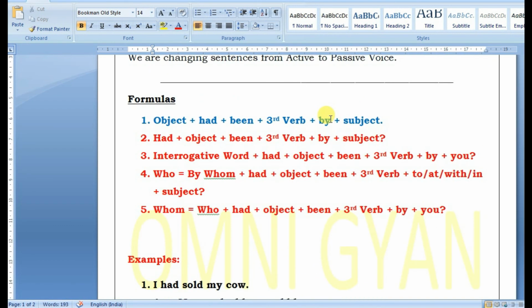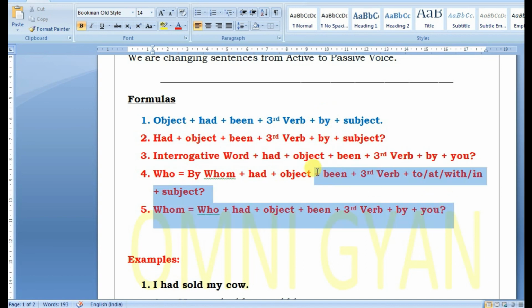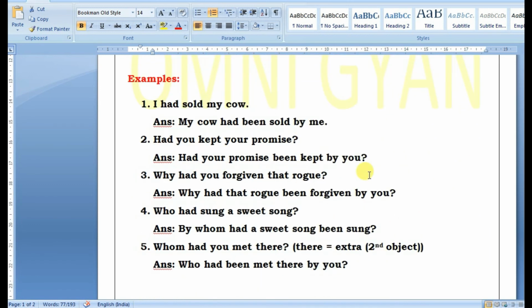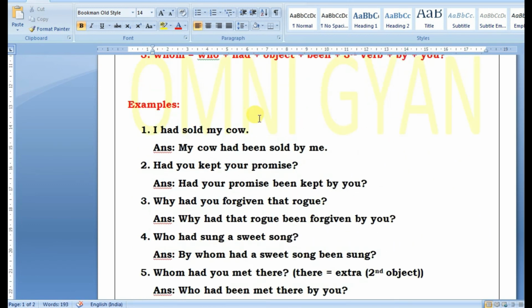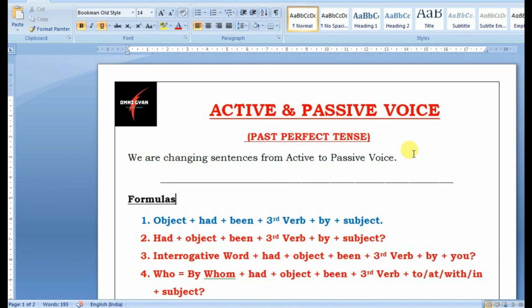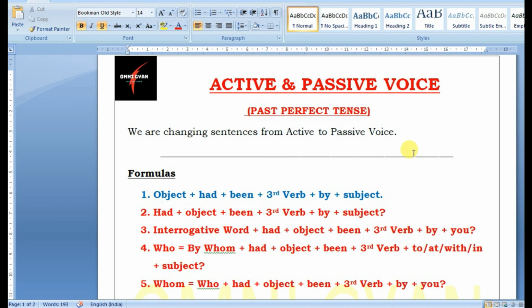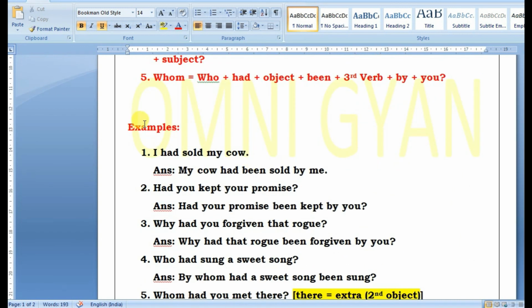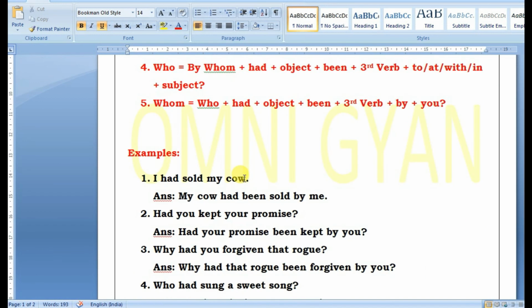See, in any case you will have to remember these formulas. So these are the examples. Okay, all right, so I hope all of you have understood the explanation for today. We did past perfect tense today, and along with formulas we had done examples systematically, according to the formulas.